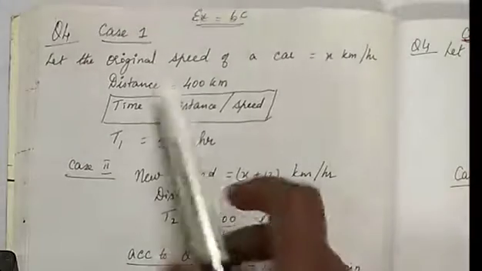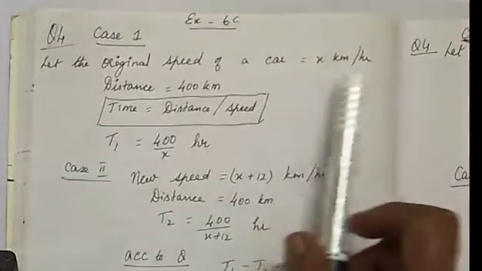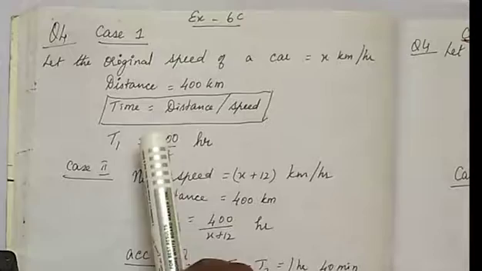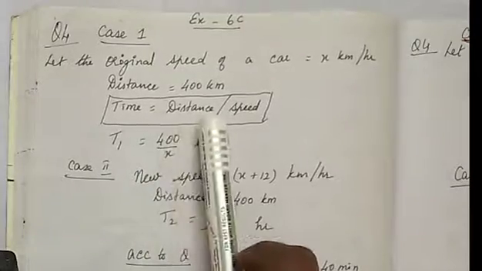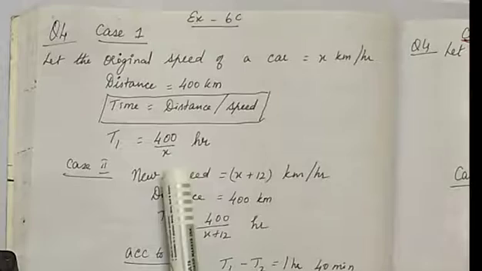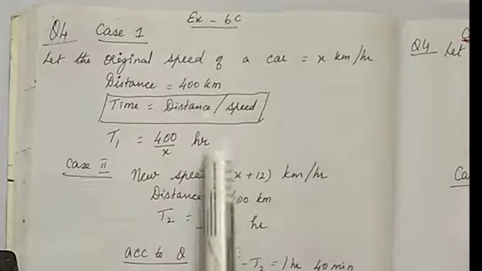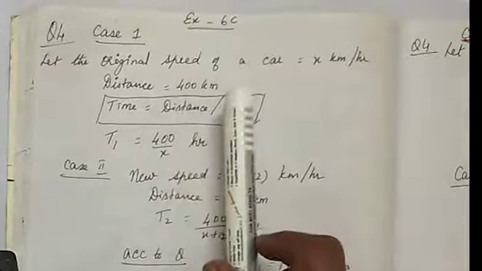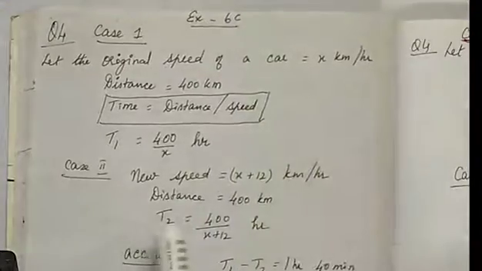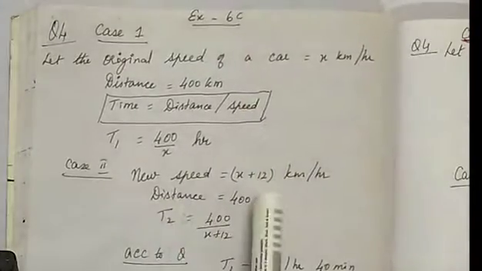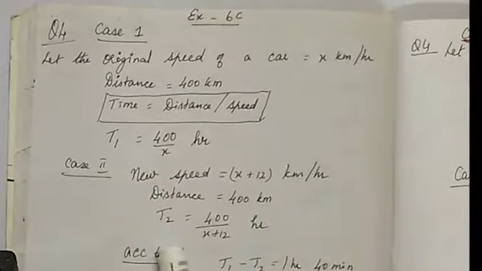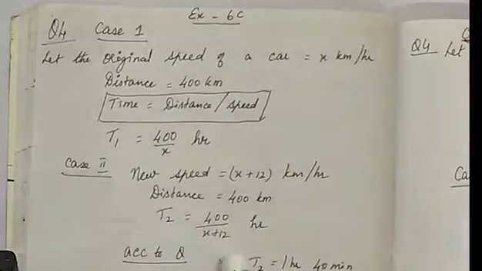So let us take the original speed of the car be x km per hour. Distance 400 km and we know time is equal to distance upon speed. So you will write 400 upon x hour when the car is moving with the normal speed x km per hour. Next, new speed x plus 12 km per hour, distance 400 km, time 400 upon x plus 12 hours.